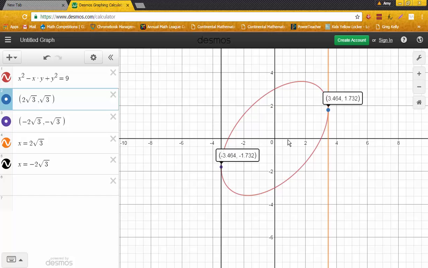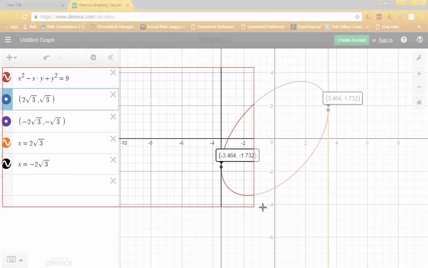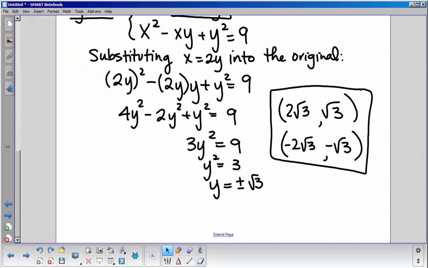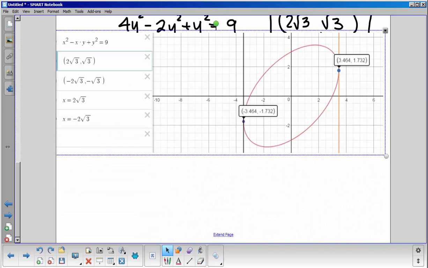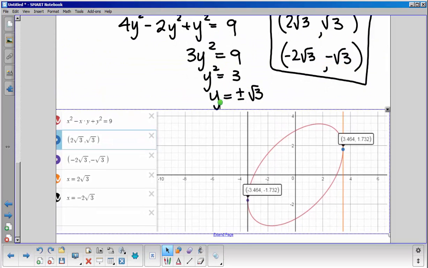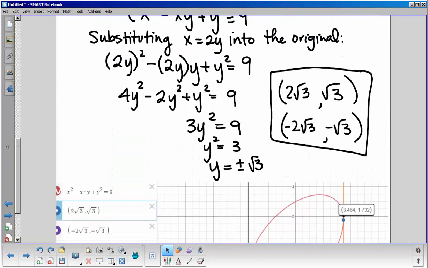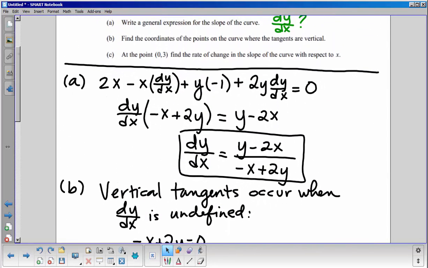All right, so what I'm going to do is put this in your document. So it worked, didn't it? Yeah. It worked, yay, hooray. But that's probably 6 points out of 9, right? Or 7 points out of 9? So we need 2 more for a perfect score on this free response. So let's do C. What does C say? At point 0, 3, find the rate of change in the slope of the curve with respect to x.